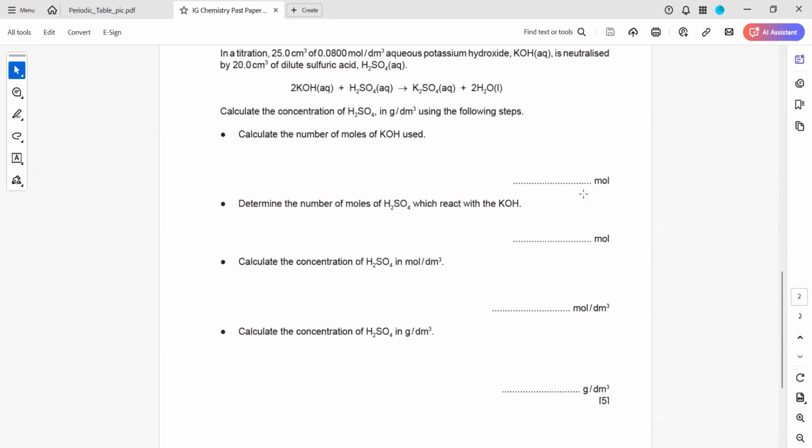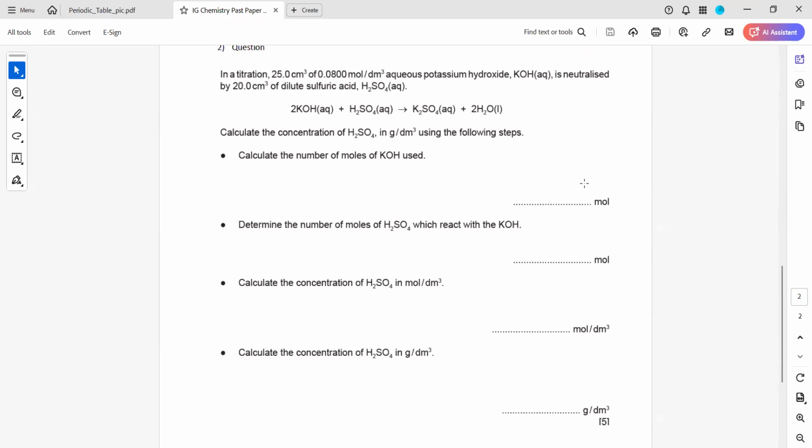The next is a titration. Titration means when we react two reagents, two chemicals, one of which has a known concentration and the other an unknown concentration. We call that a titration. So in a titration, 25 cm cube of 0.08 mole per dm cube potassium hydroxide is neutralized by 20 cm cube of sulfuric acid. The equation is given: 2 moles of potassium hydroxide react with 1 mole of sulfuric acid to give potassium sulfate plus 2 moles of water.